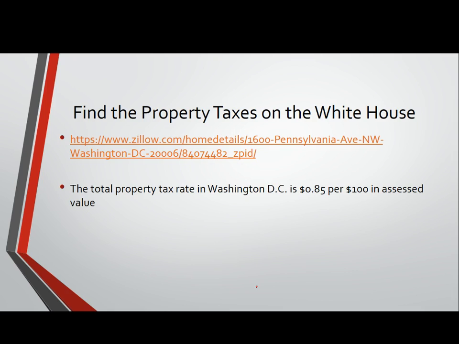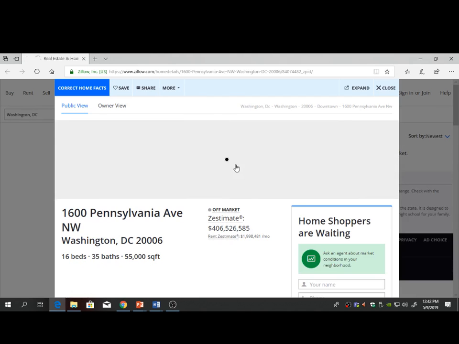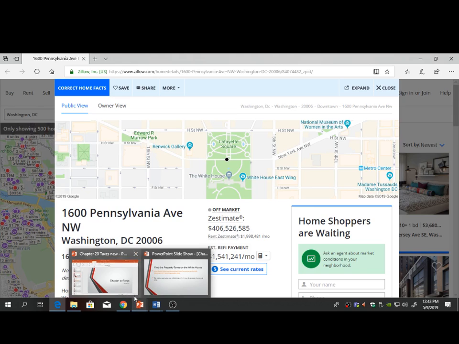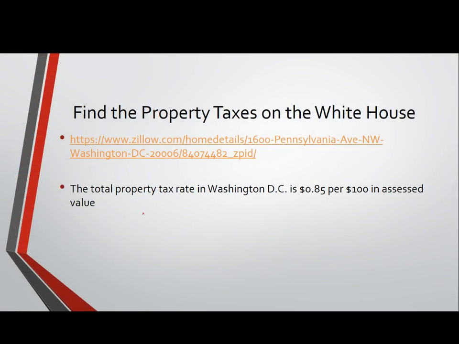Okay. I thought this was kind of interesting. We could find the property taxes on the White House, huh? So if you go to Zillow, the White House actually does show up on here. So it's estimated at $406,526,585. So we'll just go with 406 million so that I don't have to remember this number. Okay, and the property tax rate is 85 cents for every $100. So I'm going to multiply that by 0.85 per 100.